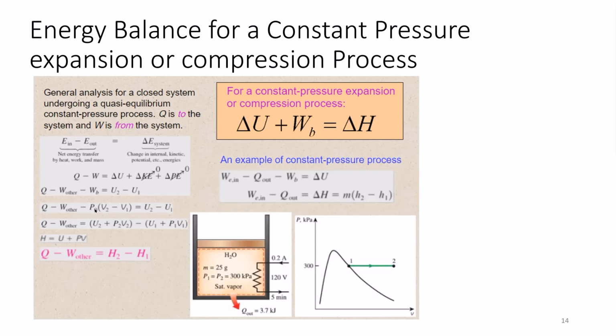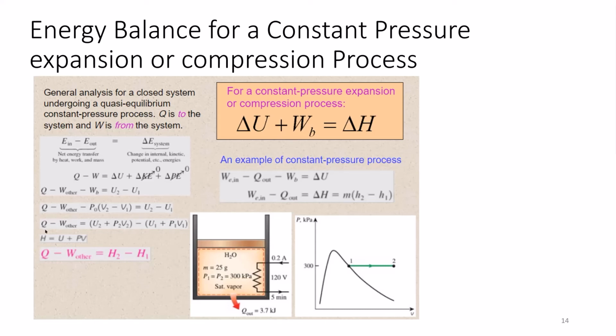And you can write it, here's another way to write it, for constant pressure. You can write it in this form. And then you can rearrange the equation, right? And then you'll see what ends up happening here is that this becomes our enthalpy equation, okay? And then this is for a constant pressure expansion or compression process, right?